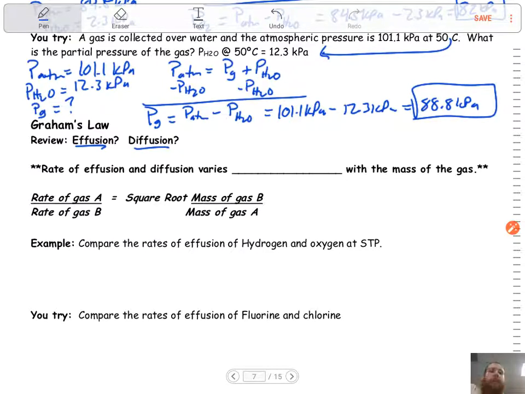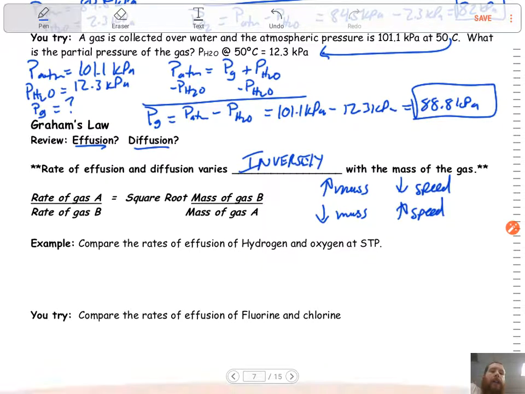Now, the big thing you've got to remember here is that the rate of effusion and diffusion varies inversely with the mass of the gas. This should make sense to us. What that means is the heavier gas is going to be slower, and the lighter gas is going to be faster. So greater mass, slower speed, and vice versa. Lower the mass, faster the speed.